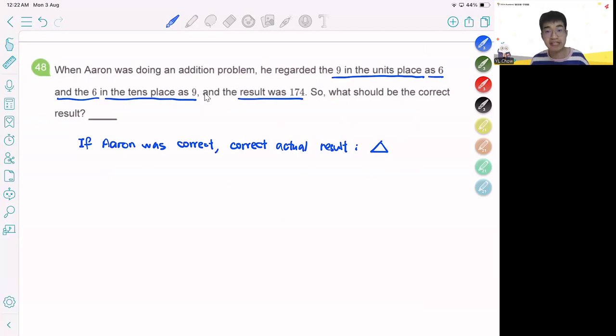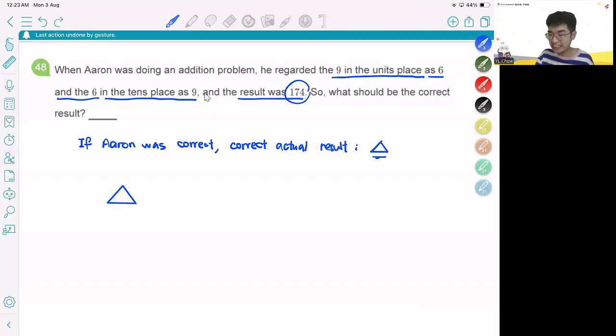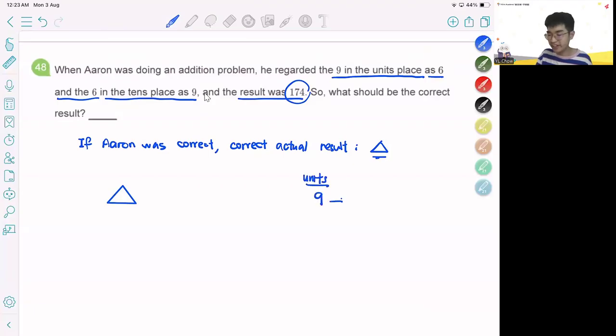Maybe it's a 3-digit number, since the result that he calculated is a 3-digit number. But it's okay, we can use a symbol to represent it. So this correct result was supposed to be correct. But why did he get 174? That is because, first, he regarded the 9 in the units place as 6. So the units digit was supposed to be 9, but he read it as 6.